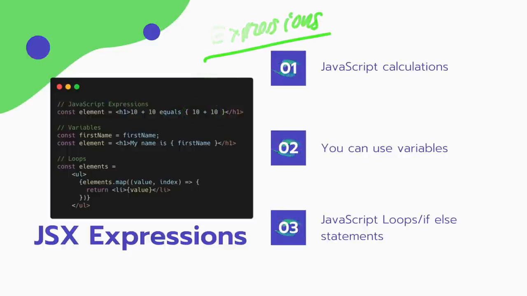That's the really cool part about it. 10 plus 10 will actually give me 20, right? So in the output, this will be 20. Now, another thing is variable. For example, here, you know how we have const element is equal to h1, my name is first name. Check this out. This first name is actually going to be put in here. So if my first name is equal to Naz, it will show Naz here, right? That's the really cool part, all right? Okay, let's go ahead and move on.